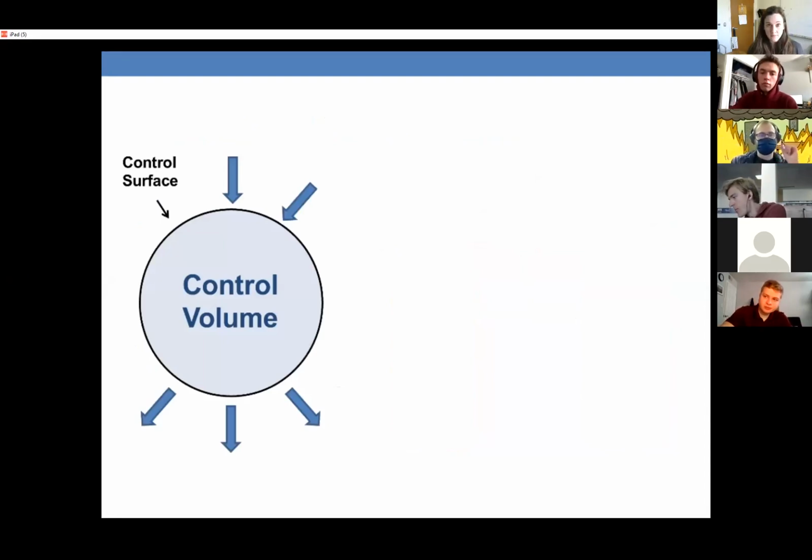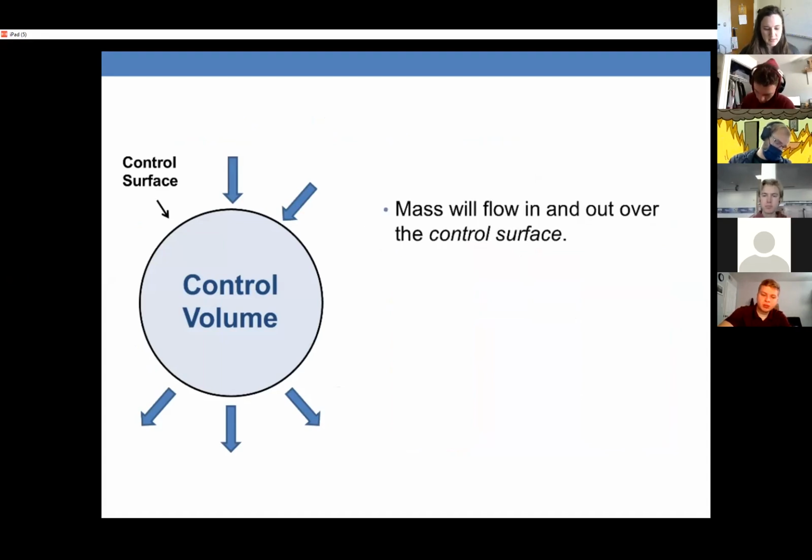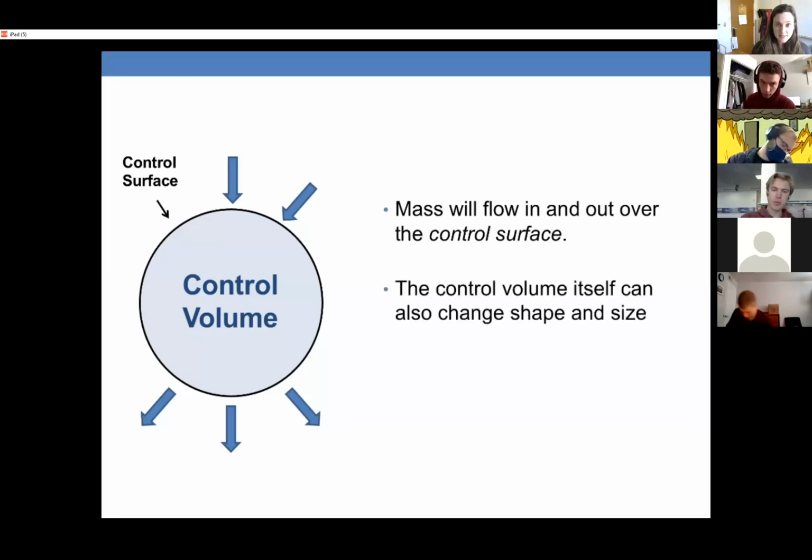You have some control volume. You call the surface around the control volume the control surface. So stuff can flow into, over, and out over that surface. So you have some kind of mass, and the mass can be carrying with it energy, momentum, whatever. It's going to flow in and out over that surface. Also, the control volume itself can change shape and size.